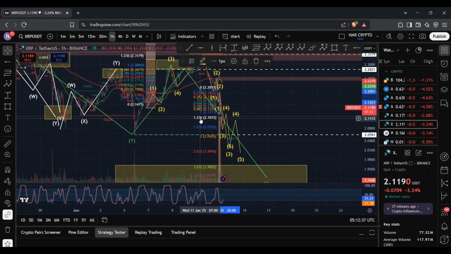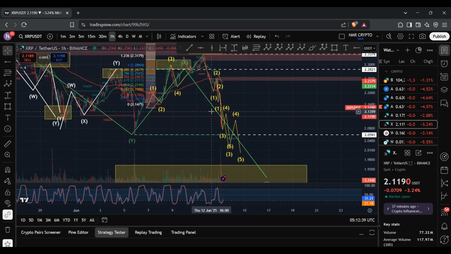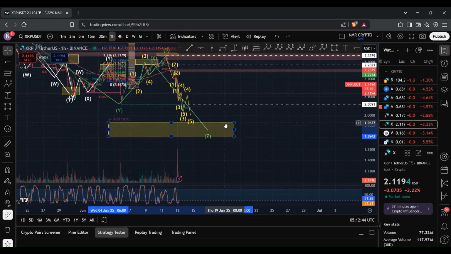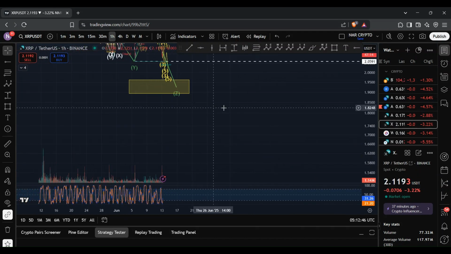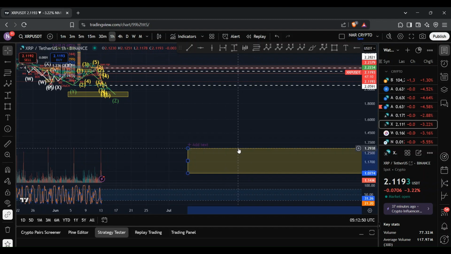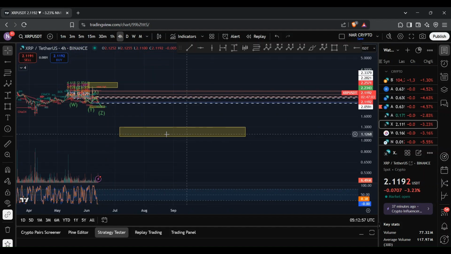And what is on the back of my mind right now is figuring out whether or not what we are forming is a bigger 5-wave move to the downside, where we could actually go even deeper than this target, and we could see XRP potentially tap into this bigger target between $1.08 to $1.29, where what we could see forming is a bigger WXY structure.